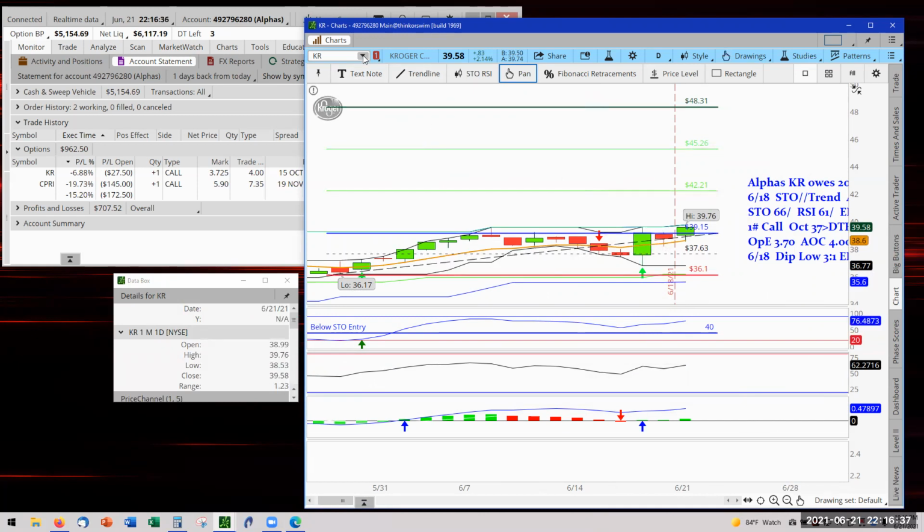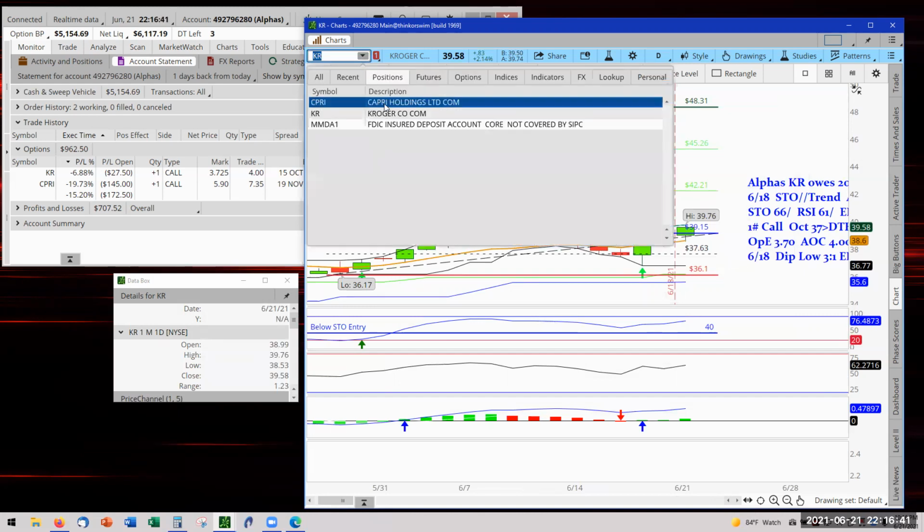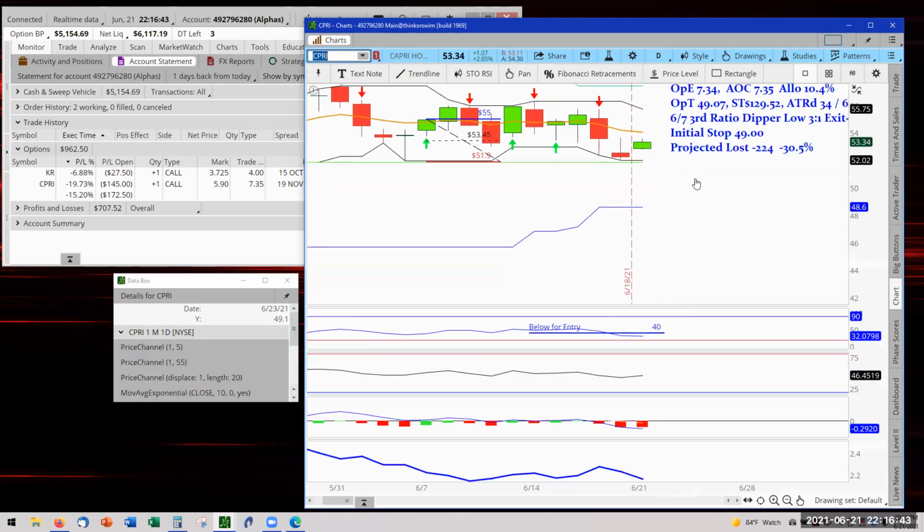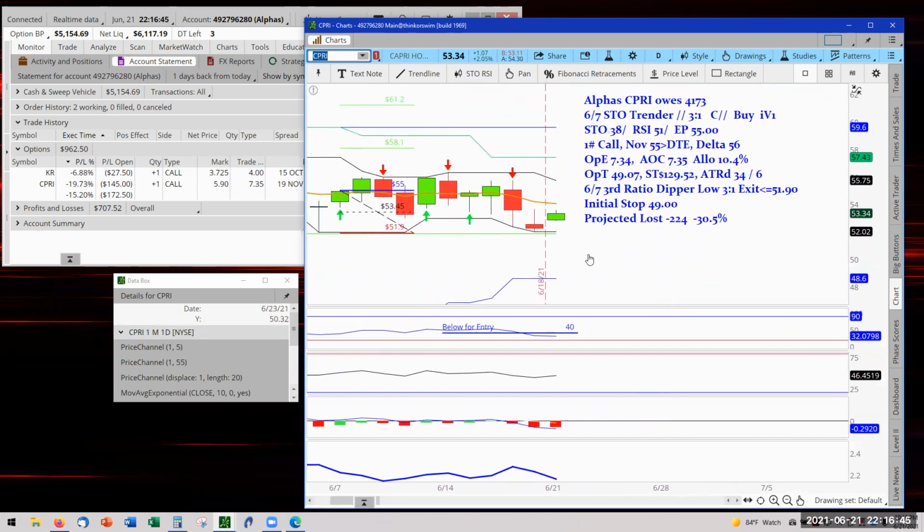Let's go on now to Capri. Capri is also in a similar situation. It has not cleared its entry point at $55. And there I drew it online, there is a 40 line right there. So this essentially would be setting up for an additional, if I wanted to, compound the trade, ESOT trade.